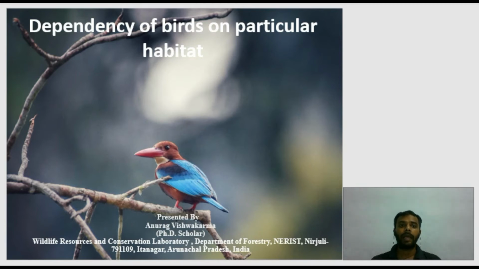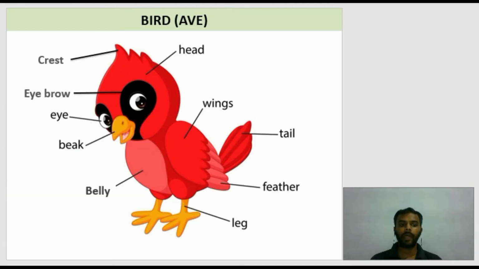So, on the basis of my experience, today I'm going to talk about the dependency of a bird on a particular habitat. Before going directly to the topic, I would like to brief you about birds. Birds range from very small to largest in size. The smallest bird in the world is the bee hummingbird, and the largest bird is the ostrich. In India, the smallest bird found is the thick-billed flowerpecker, and the largest bird is the great Indian bustard.